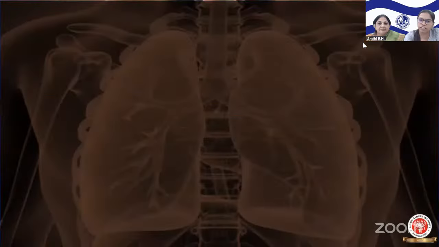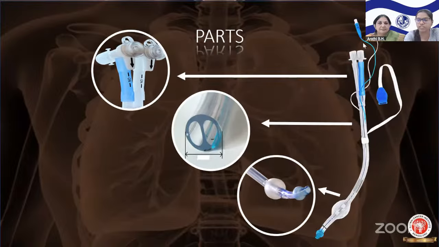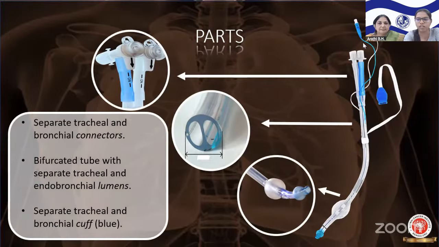So, parts of the DLT. The DLT has different parts: a connector, two different lumens, and two different cuffs with pilot balloons. The one that is white in color is the tracheal cuff, and the other, blue in color, is the bronchial cuff. It has separate pilot balloons for inflation. The tracheal lumen and the bronchial lumen are of unequal length. The tracheal lumen exits just before the bronchial lumen. The bronchial lumen end is at the tip.